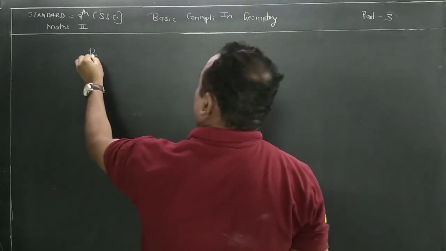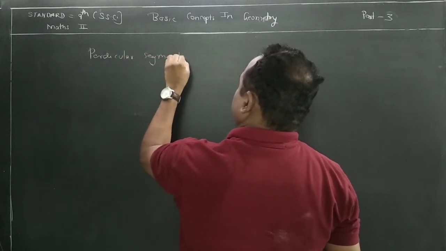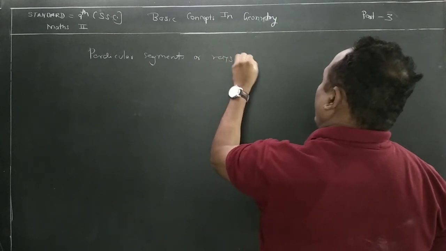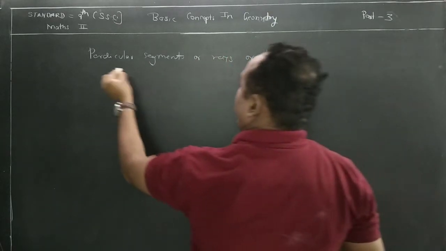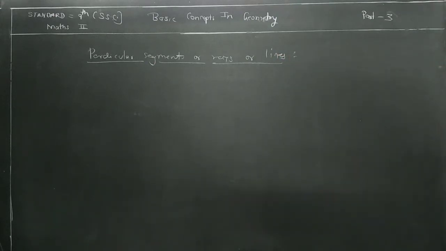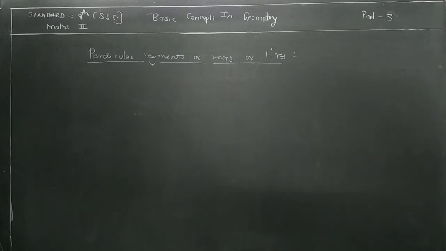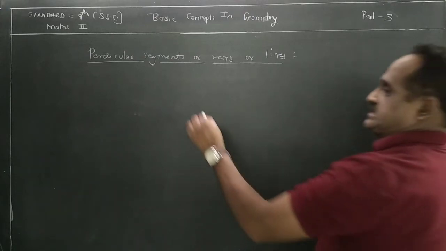Okay. Perpendicular segments, rays or lines. Forget about the definition. They are not going to ask the definition. Perpendicular means the angle between these two segments, or two rays, or a segment and ray, or two lines, is 90 degrees. Then it is called what? Perpendicular.